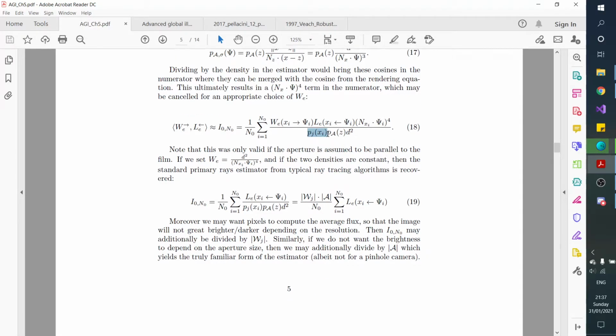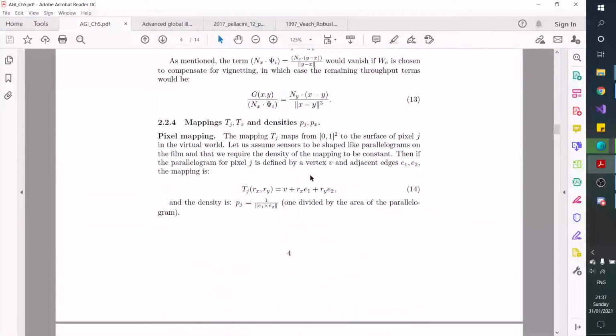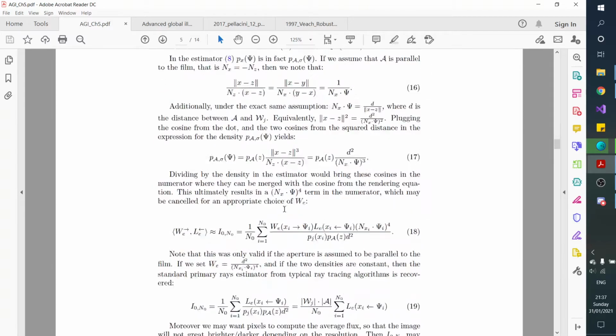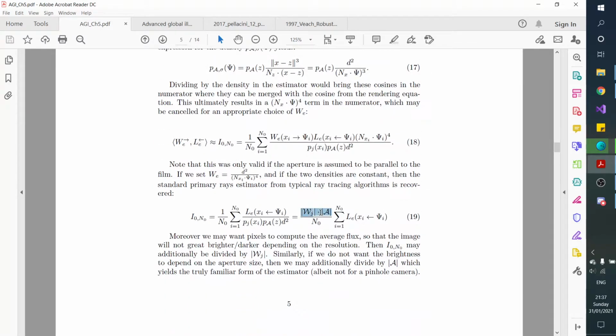Now as mentioned, the first density for picking the pixel is 1 over the area. So the larger your pixels, the brighter your image would become. Now you may not want that because you don't want your brightness to change with the resolution. So what you can do is you can also put that in WE. So you can cancel this out and cancel the size of the aperture. In the real world though, if you have a larger aperture, so more light can arrive from it, obviously your image would be brighter.